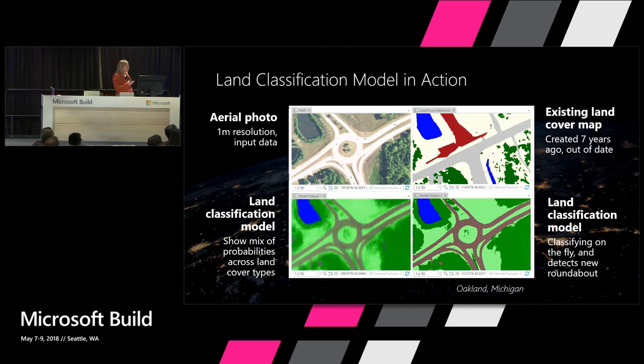And then on the bottom is what our algorithm produced. On the bottom left-hand side is a land classification model that shows a mixture of probabilities across types. We have different formats where you can get a mixture of the various probabilities, or you can softmax it, and that's what you get on the right, where it gives you the most likely prediction. And you can see, given that image, you can just pass it in and get that right back on the fly and do this very quickly and very easily.